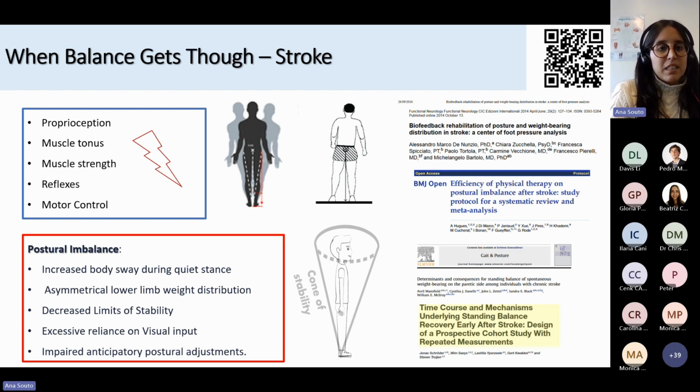So what we see in a stroke patient is normally increased body sway. During quiet stance, they show an asymmetrical lower limb weight distribution and decreased limits of stability. That is something we are going to talk about later. They will have excessive reliance on visual input, in accordance with what I said before. Because most of the time proprioception is compromised, they depend a lot on vision, and this is something we can test in our clinical practice. They also show impaired anticipatory postural adjustments.